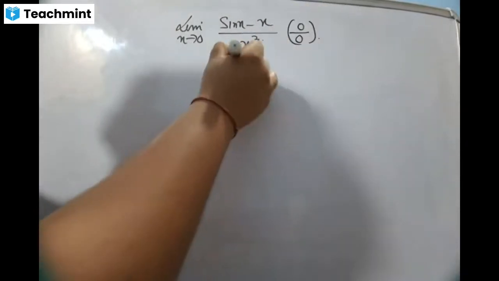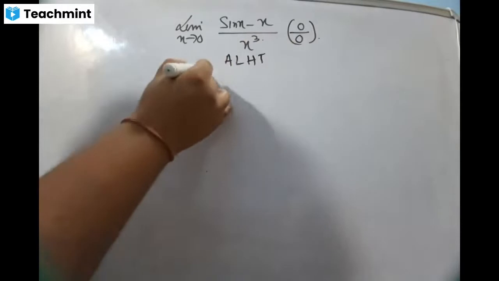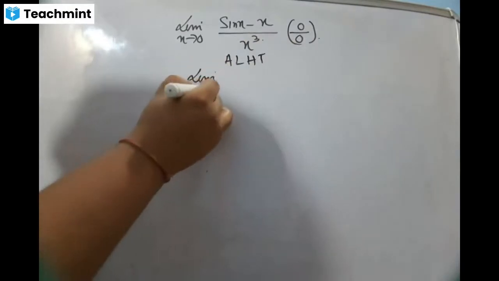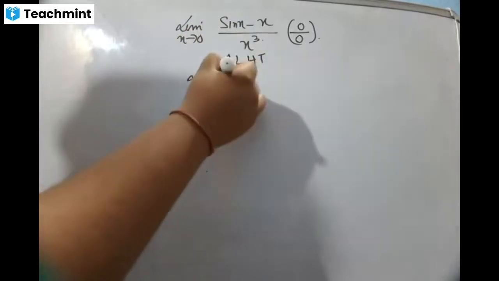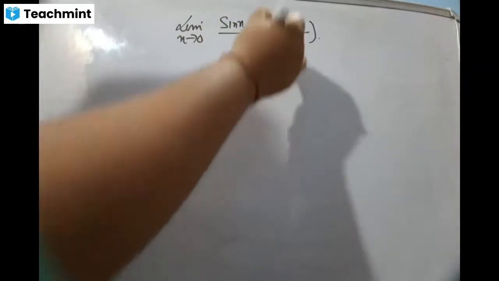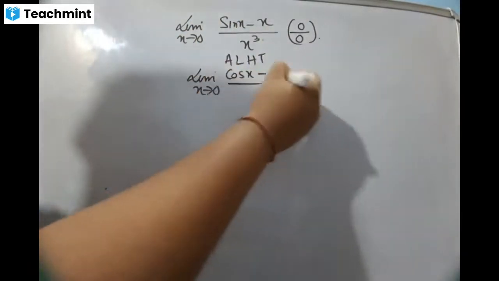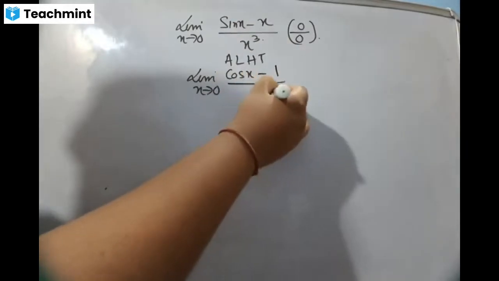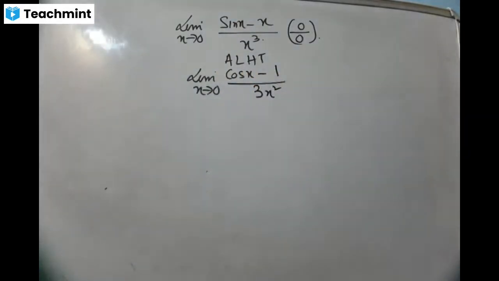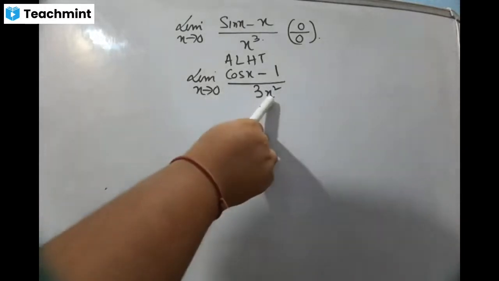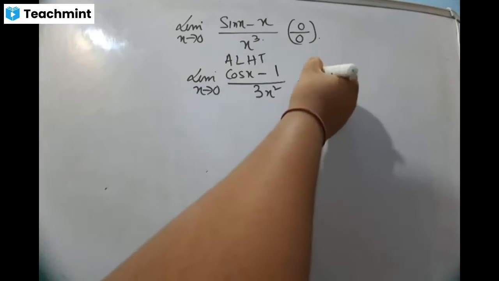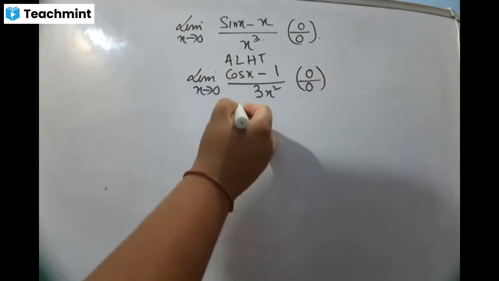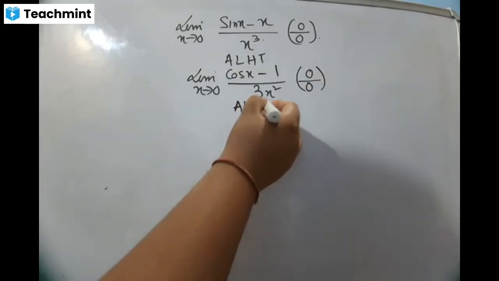So applying L'Hospital's theorem, you get limit x tends to 0, simple derivative. Now please don't panic. The derivative of sin x is cos x, the derivative of x is 1, divided by x cube whose derivative is 3x square. Done. Now again repeat the process. Put x equal to 0. 0 square is 0, so 3 zeros are 0. Again, if the denominator is 0, the numerator will be 0. So again applying L'Hospital's theorem.